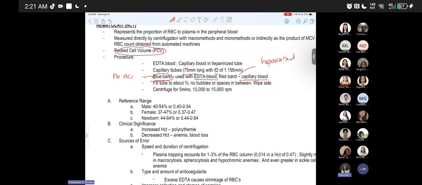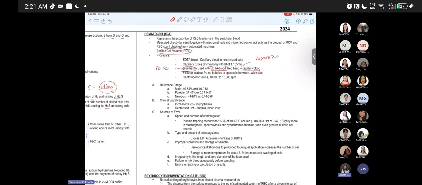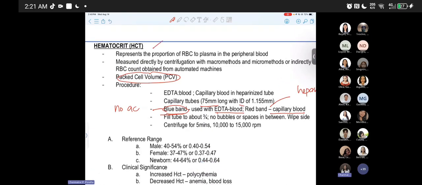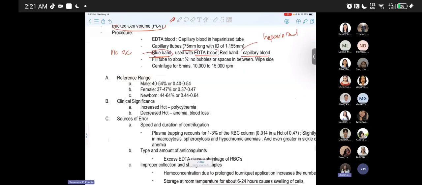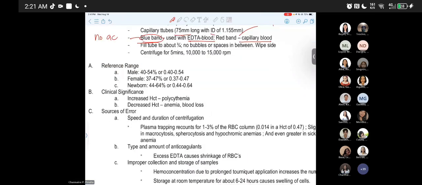Ang hematocrit, eto na nga, babalik tayo sa recall question. Ang hematocrit is MCV times RBC count. So sa automated procedures, MCV times RBC count. Reference range for male, 40 to 54. For female, 37 to 47. Newborn, 44 to 64.